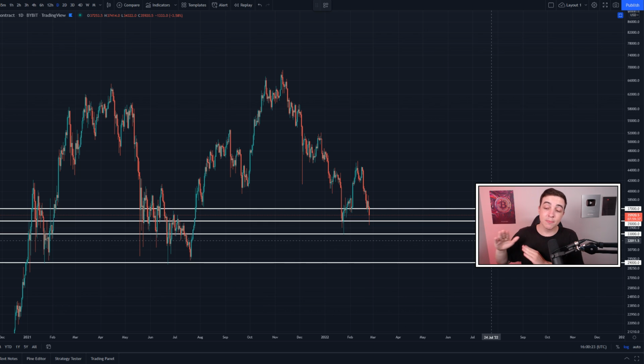Now taking a look at some important levels for Bitcoin on the daily time frame. Our first important level has already been broken through, and that was that $37,000 level. So now, technically speaking, $37,000 should be acting as at least some short-term resistance if we do bounce back up to those levels.